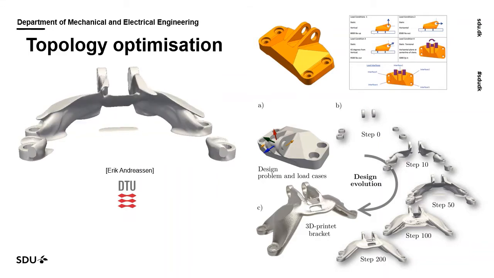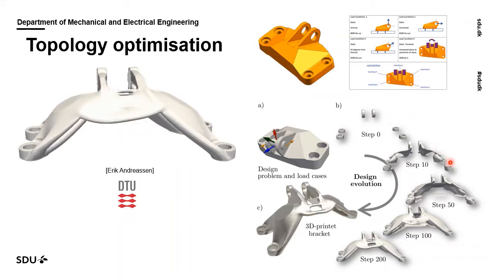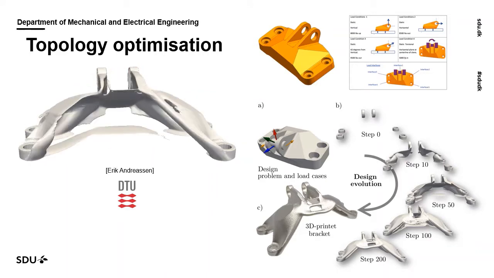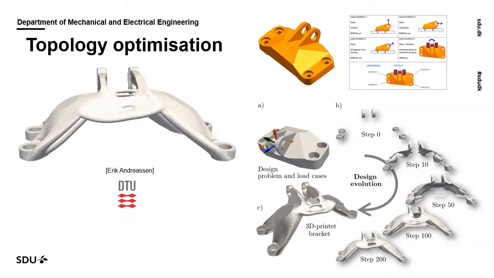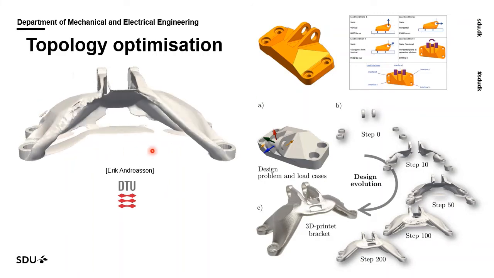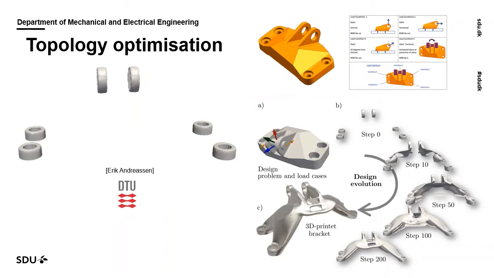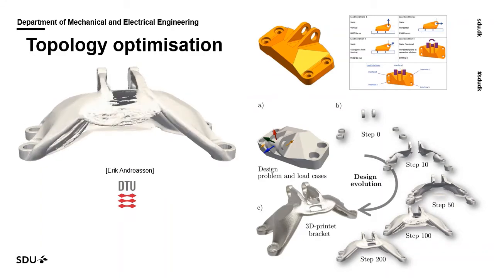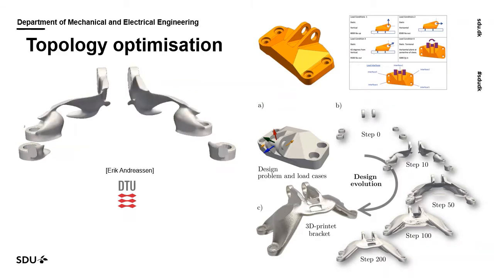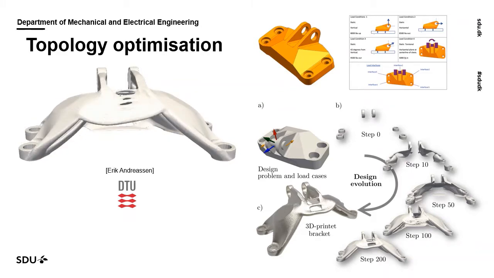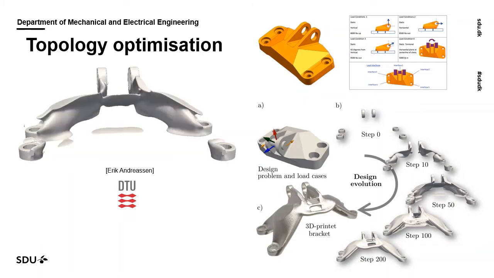The way this is done is an iterative process. Each of these frames you see in this animation is one simulation, or actually several when you have multiple load cases. What the method does is that in each point of space in the design domain, it dictates whether this point should be a solid or a void, that is nothing. This is then iteratively updated using optimization theory.